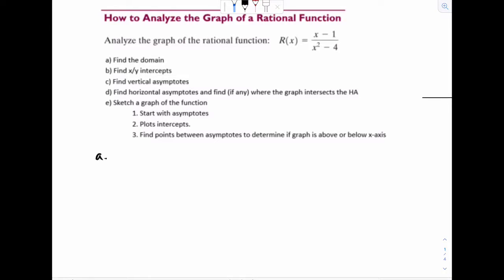So A is going to be find the domain. Focus on the bottom right here and think about what x cannot be. So I can see that x cannot be 2 and negative 2. So that's where we'll start. Now for x and y intercepts, hopefully you can do this in your head. The x-intercept is 1. Look at the top and think about what should make that 0. And the y-intercept, I can see that should be a quarter. I'm plugging in 0 here, and you can see that's 1/4.